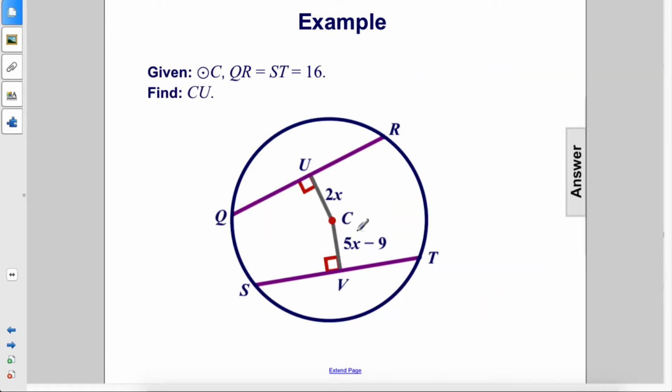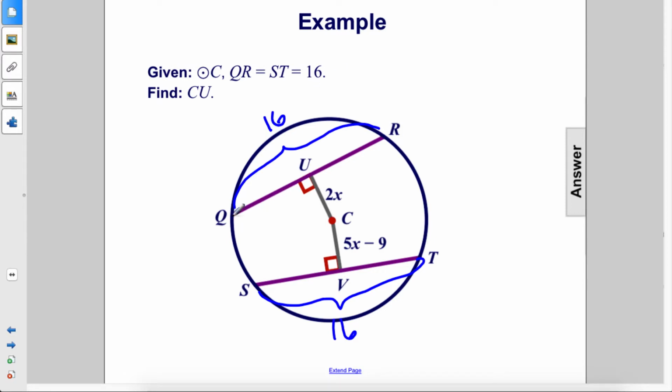Here's an example. Given circle C, QR equals ST equals 16. So this length here is 16. This length here is also 16. We're going to find CU. All right, so let's prove a couple triangles congruent, and that will help us here.